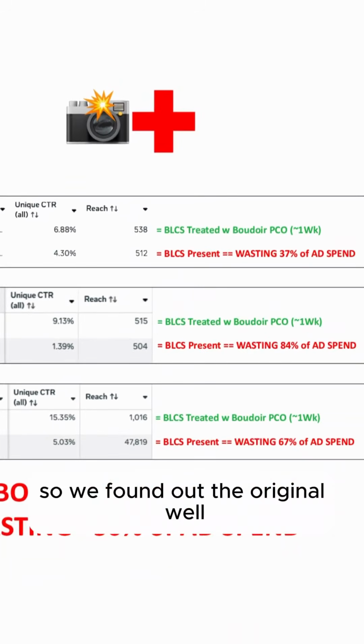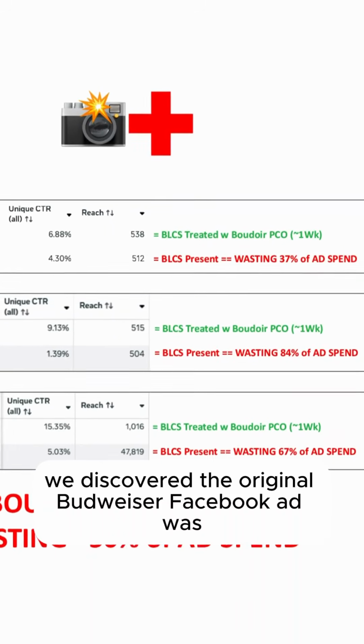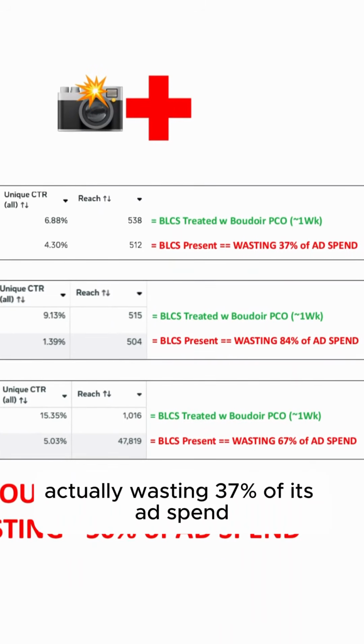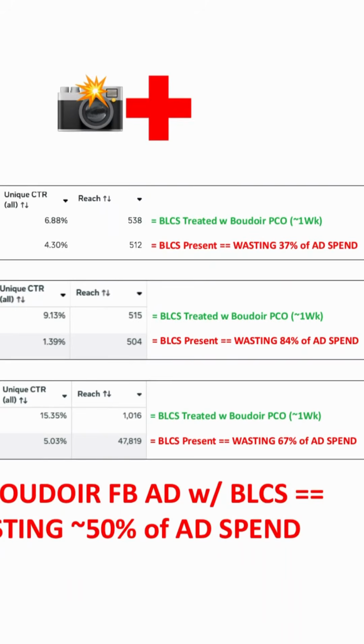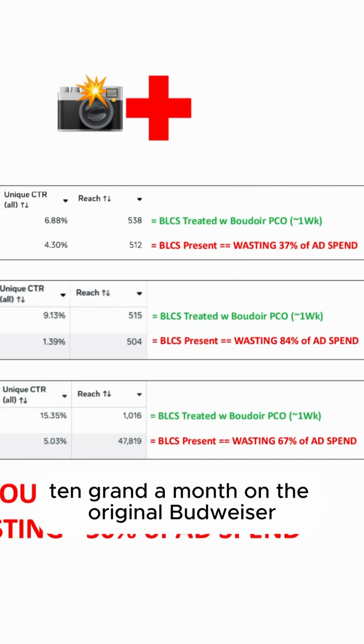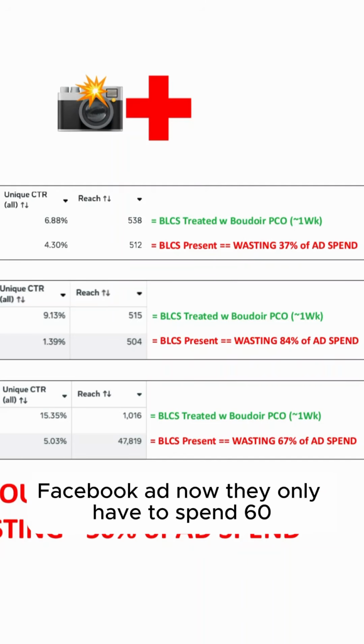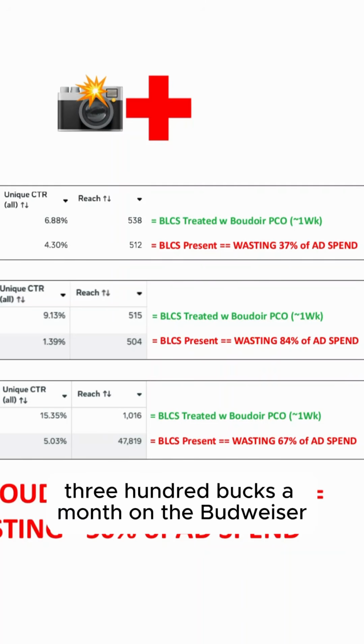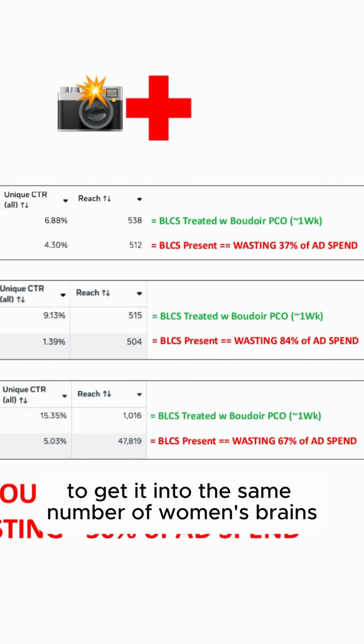So we discovered the original Boudoir Facebook ad was actually wasting 37% of its ad spend of what it could have been achieving. That means they were spending 10 grand a month on the original Boudoir Facebook ad. Now they only have to spend $6,300 a month on the Boudoir Pico treated ad to get it into the same number of women's brains.